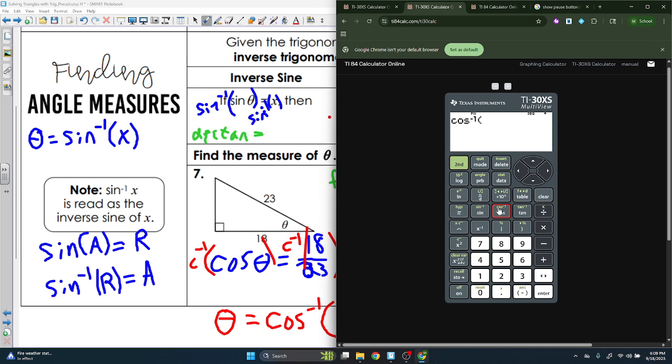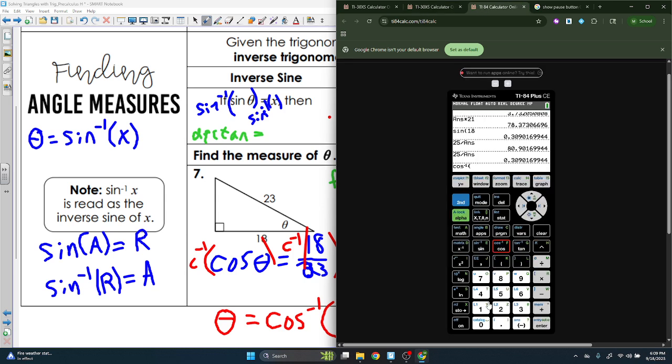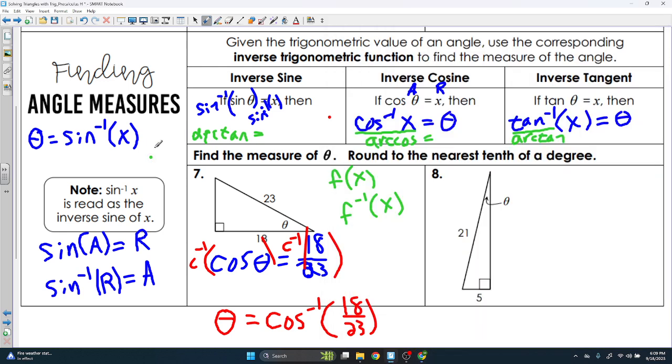Second cosine, and it was 18/23, parentheses, 38.5 degrees, 18 over 23, 38.5 degrees. Tiny bit different rounding, but otherwise good. So we just found that this was 38.5 degrees when rounded.